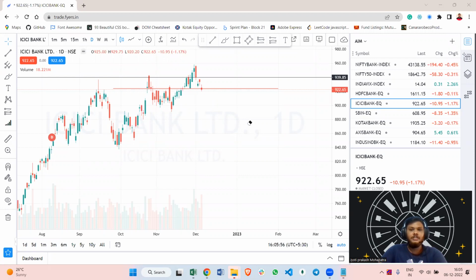Next target will be 1910. And as of now it looks negative to me, because today opens gap down and it did not show much selling pressure here. So if tomorrow it closes below 1920, it may show some good movement to the downside.